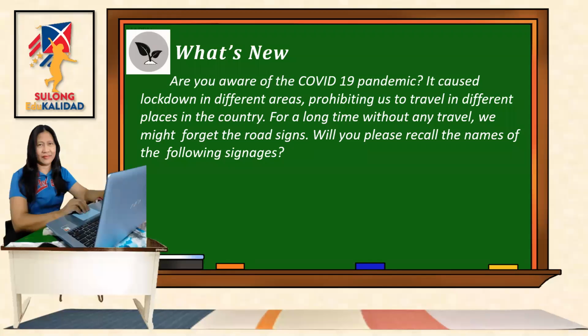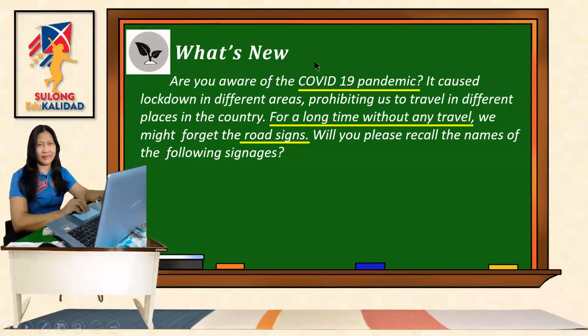I am calling Eloise. Please read the situation. Are you aware of the COVID-19 pandemic? It caused lockdown in different areas, prohibiting us to travel in different places in the country. For a long time, without any travel, we might forget the road signs. Will you please recall the names of the following signs? Signages.